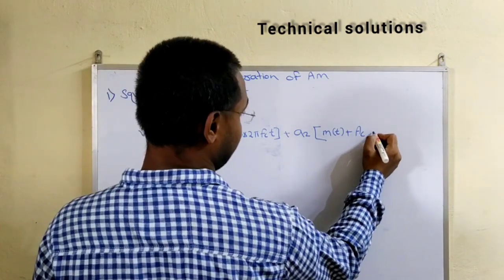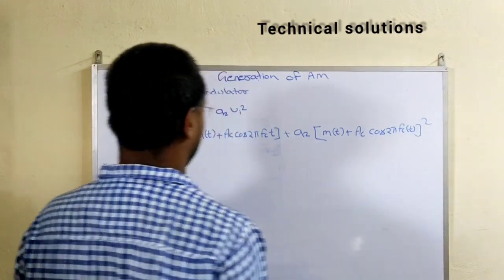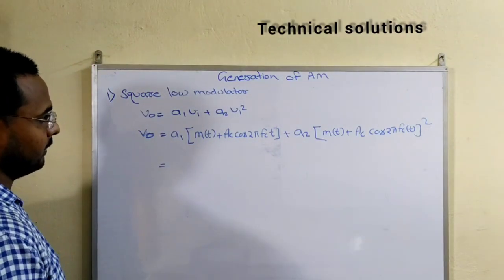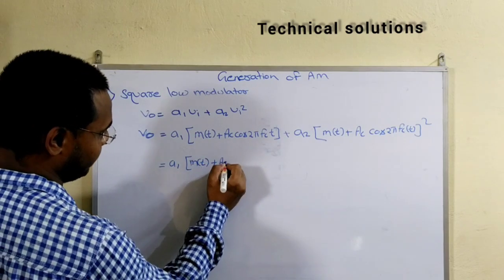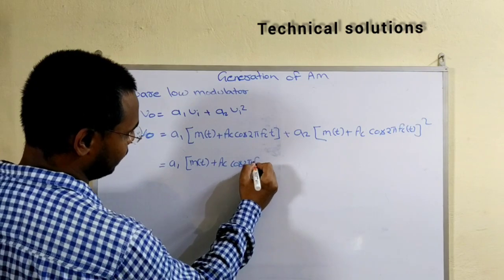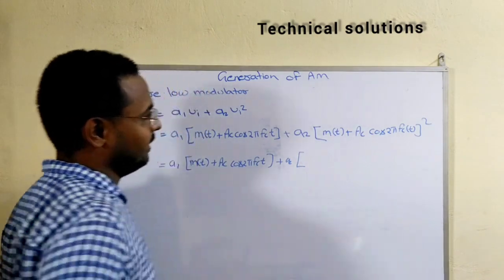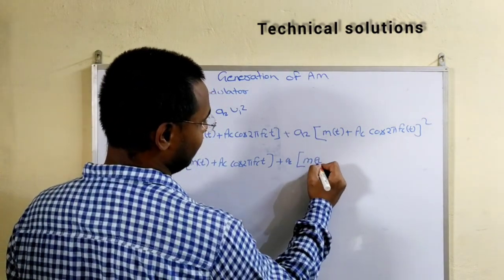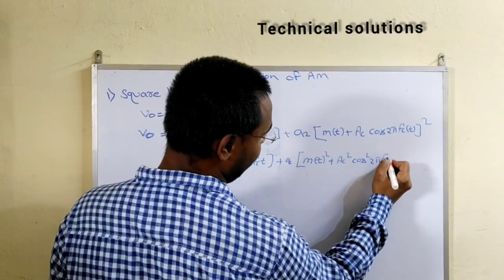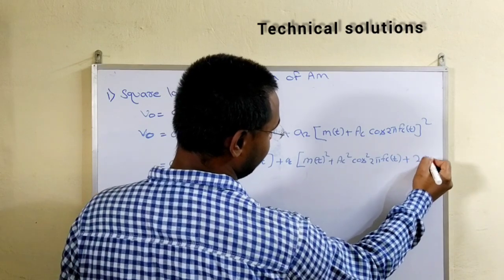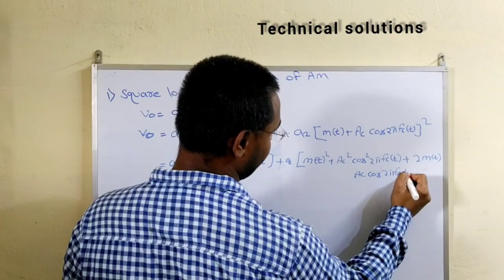Mt plus AC cos 2 pi Fct, squared. If we solve this, A1 Mt plus AC cos 2 pi Fct plus A2 times (A plus B) whole square, where (A plus B) squared is A square plus B square plus 2AB. So Mt square plus AC square cos square 2 pi Fct plus 2 into Mt into AC cos 2 pi Fct. Fine.